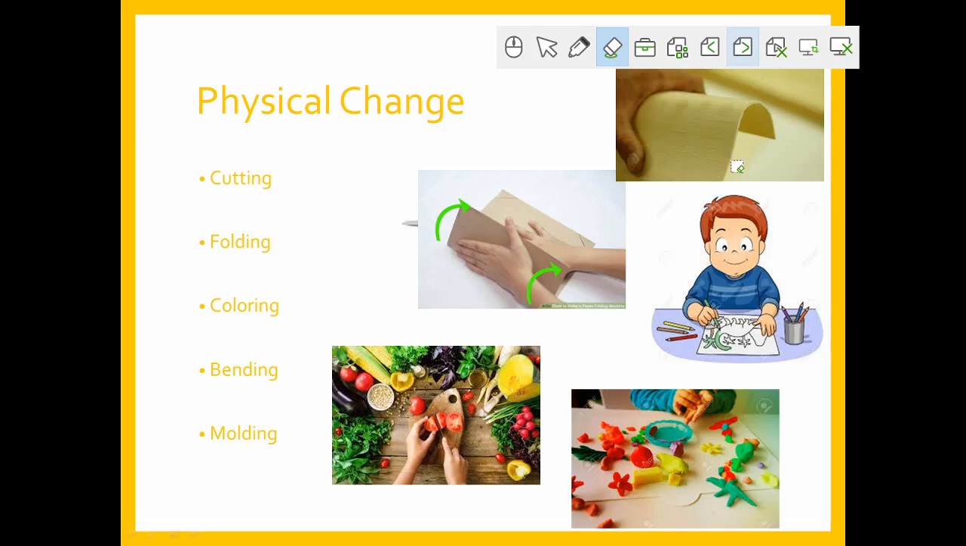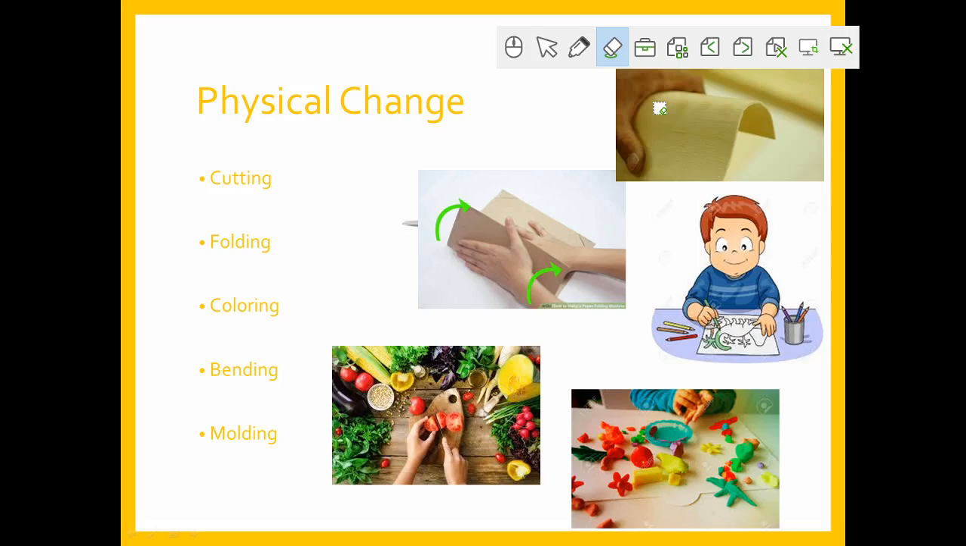Bending. Here, look here, we change the size and the shape of the Play-Doh. Here, we change the size of the tomato and the shape of the tomato too. Here, we change the color, we change the shape, maybe the shape here, yes. Here, change the size, the shape, here, shape too.